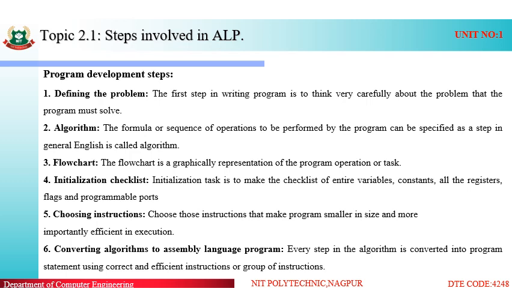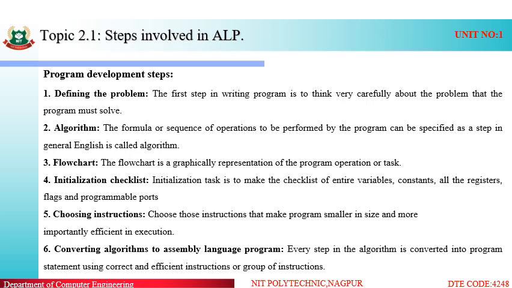Algorithm, as you all know, is the step by step procedure to solve a problem. Next is flowchart. Flowchart is the graphical representation of the algorithm. Fourth step is initialization checklist. Initialization checklist involves the number of variables which will be used, the number of constants, the number of registers which will be used in developing an assembly language program.